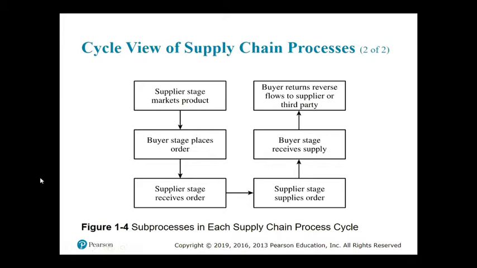Then once the buyer places an order, the supplier will receive the order. Then if it's able, it will supply the order. Then the buyer will receive the supply, and they may also return the reverse flows to the supplier or some other third party.